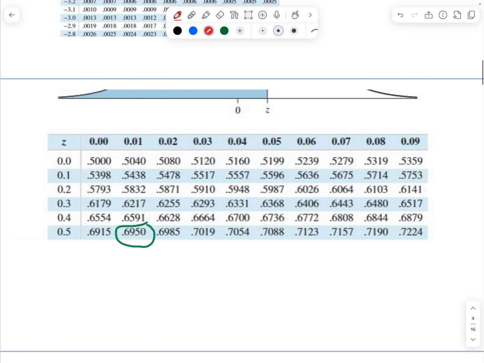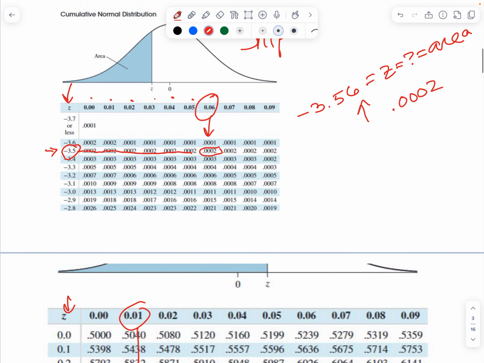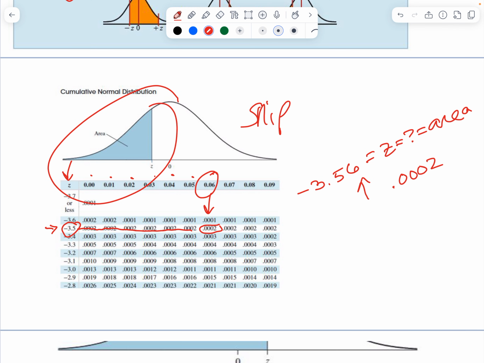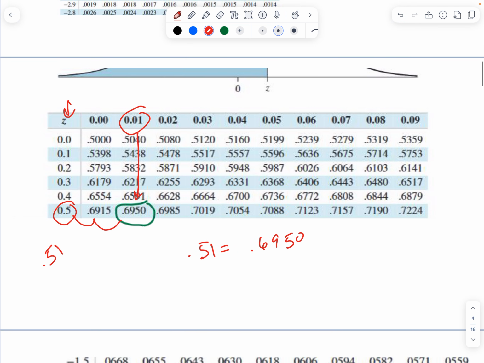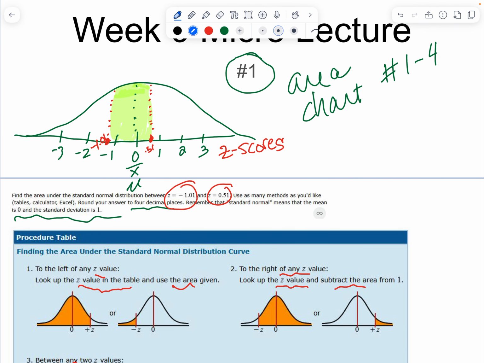Okay, we want to find 0.51. So we come down on our z to 0.5 and come over to 0.01. So the area for 0.51 is 0.6950. Now this area, if you noticed, according to this picture, is from the left. Okay, so 0.6950, let's go ahead and shade that in up here. That is the area from this tailpiece up to this piece here. So that's 0.51. So 0.6950. So that's roughly almost 70%.